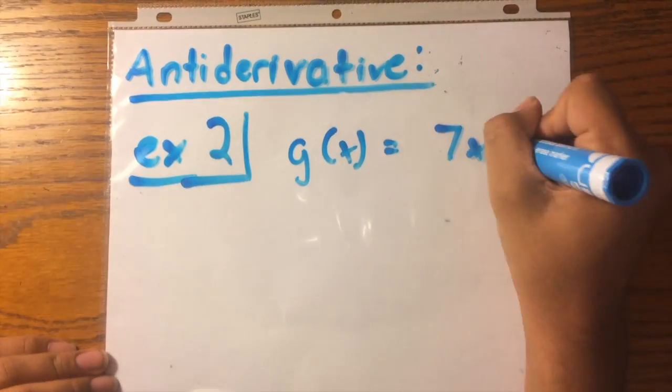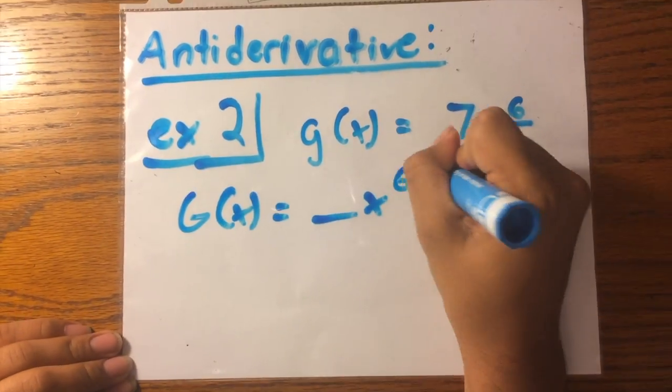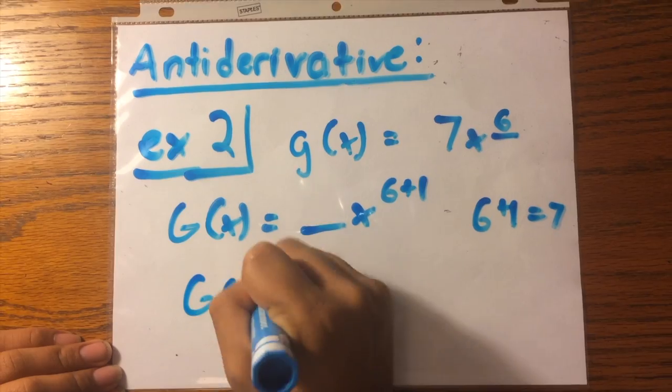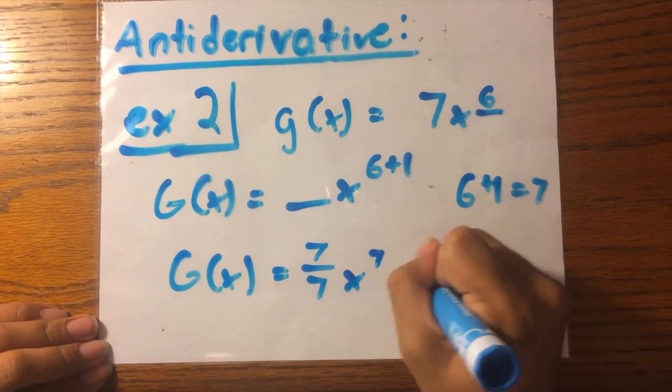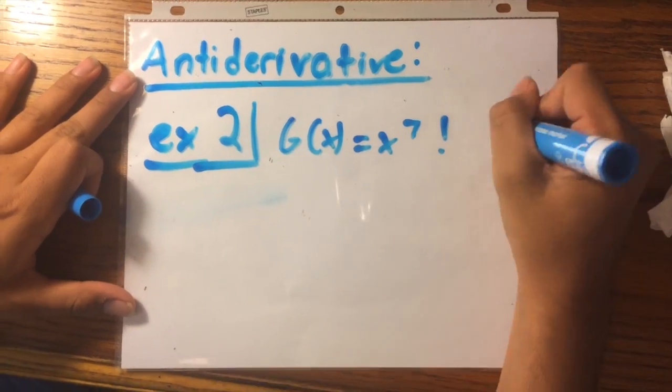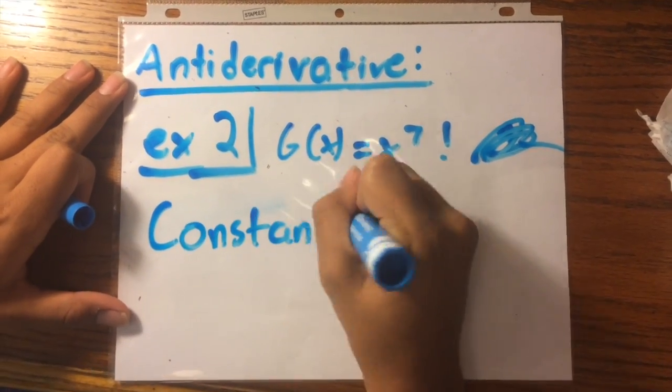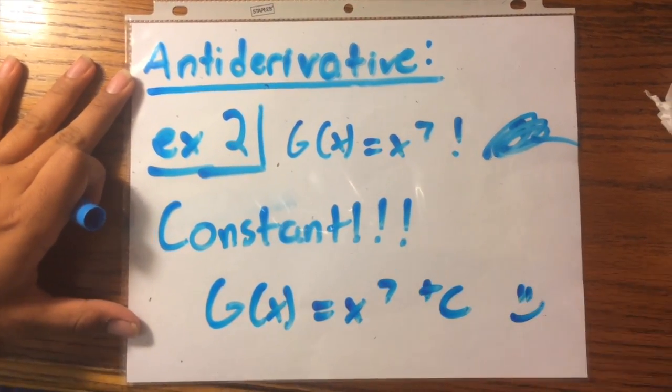Okay, so here a second example is g of x equals 7x to the 6th. And the answer has to be something to the 7th, so we have to go to the 7th and divide by 7, just leaving x to the 7th. But wait, that's not all, because you also need the plus c, because the plus c is very important, and this is often the deciding point on an AP test.